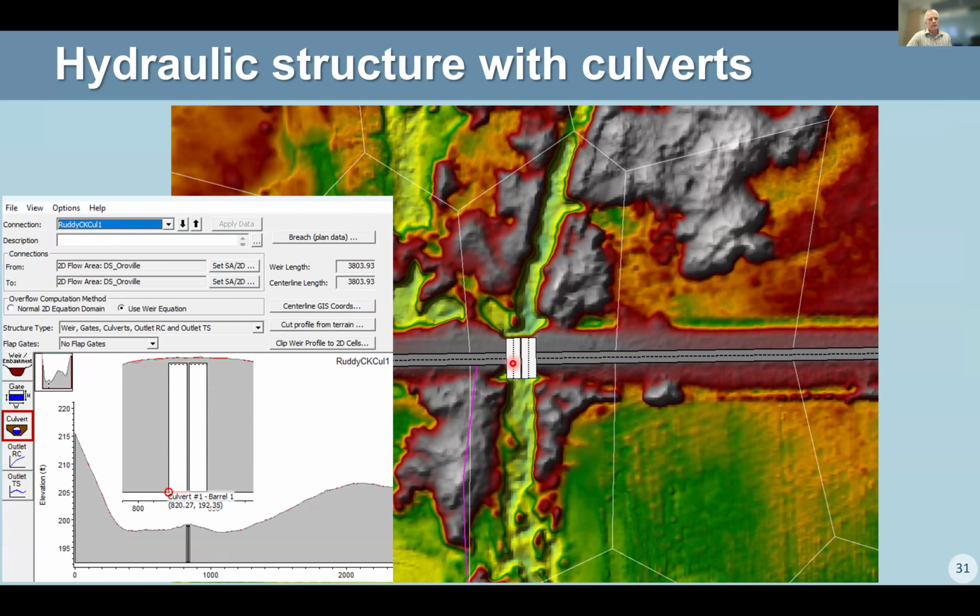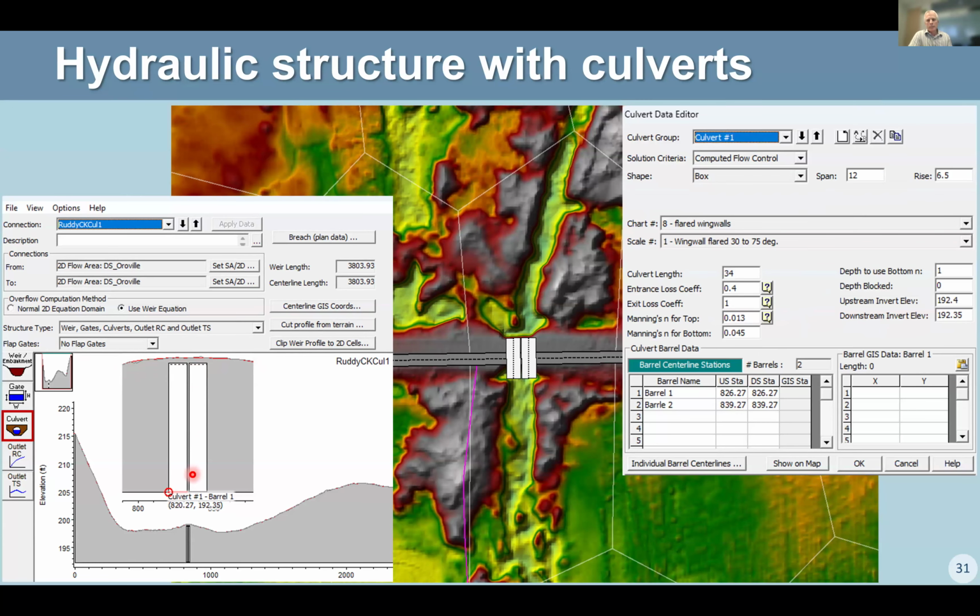So this is the structure editor, and you can see here's the top of the road, and here's the culverts. These culverts get put in through a culvert editor, and now when the model sees this culvert, it's actually going to compute flow through that rectangular opening using standard hydraulic equations for pressure flow or for weir flow, depending on how high the water is.